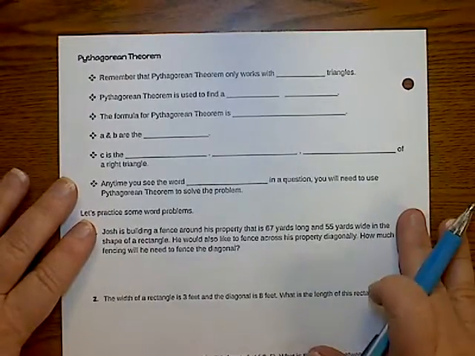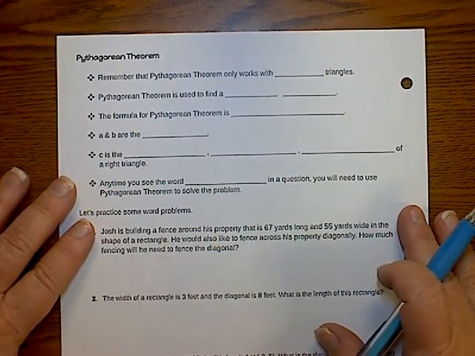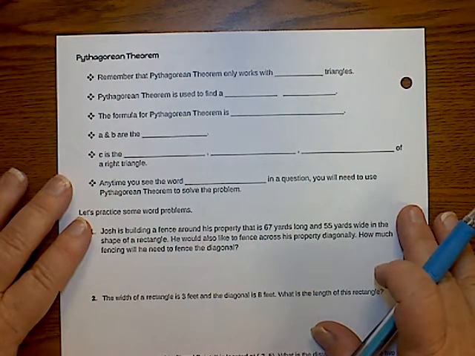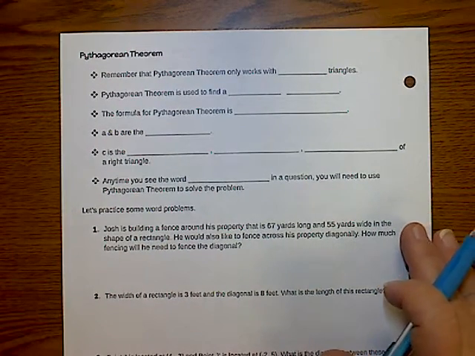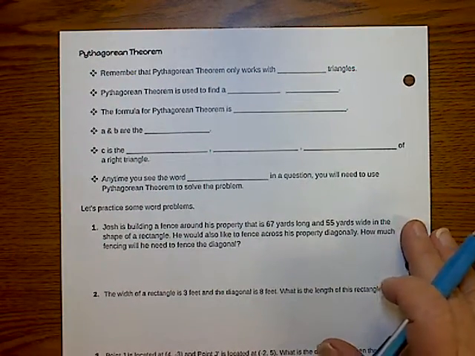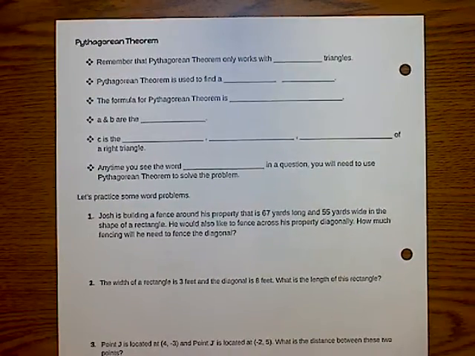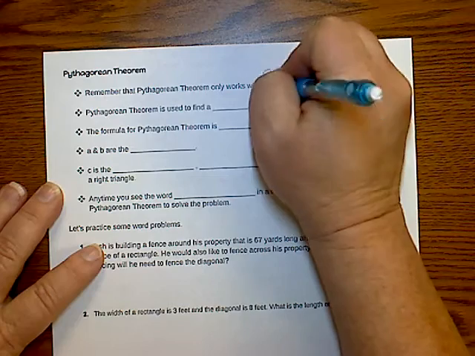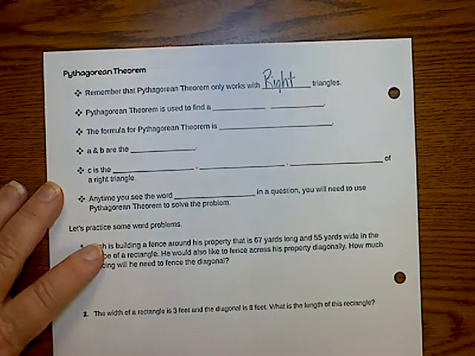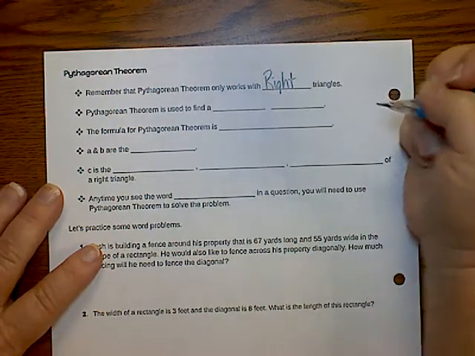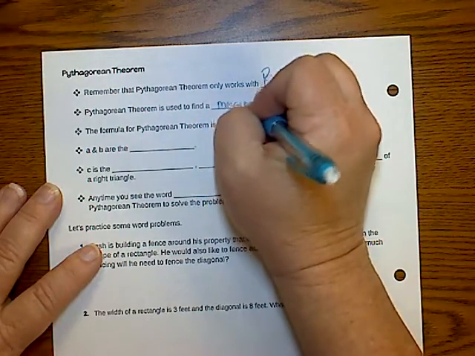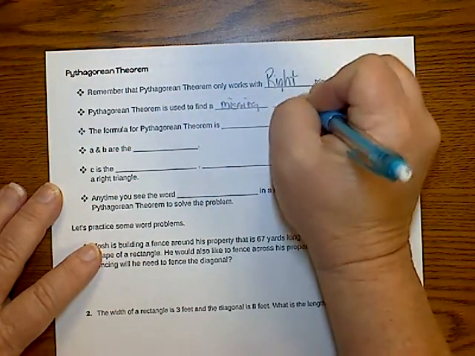Pythagorean Theorem. This is another subject that many of you had issues with. Okay? So let's see what I can rattle your little cages, okay? Remember that the Pythagorean theorem only works on, or works with, right triangles. Pythagorean theorem is used to find a missing side of a right triangle, okay?